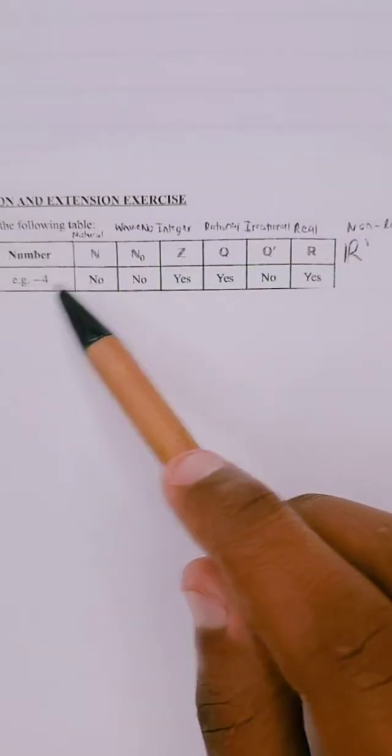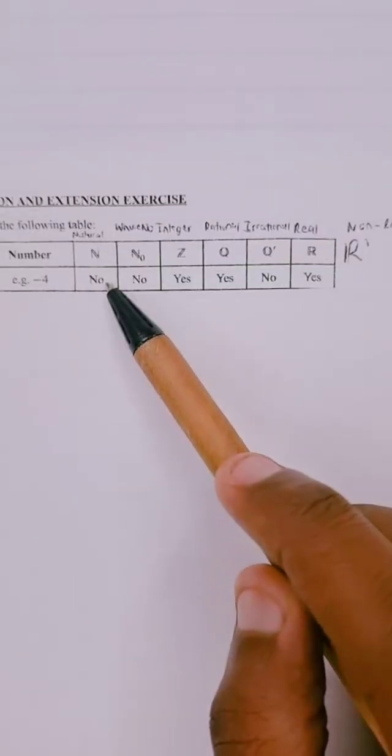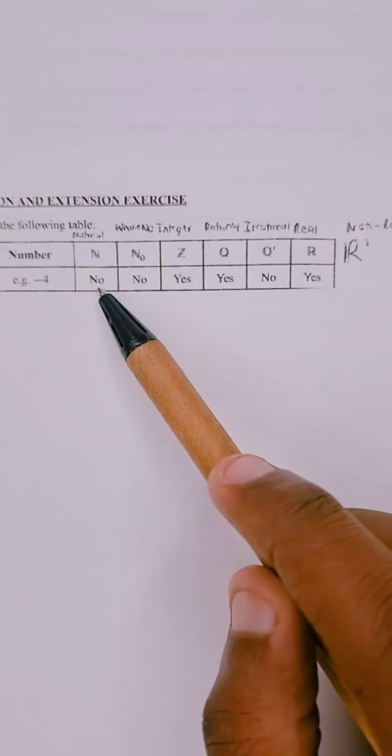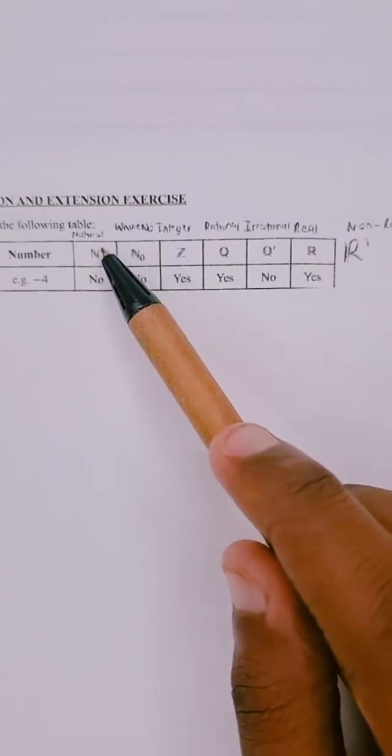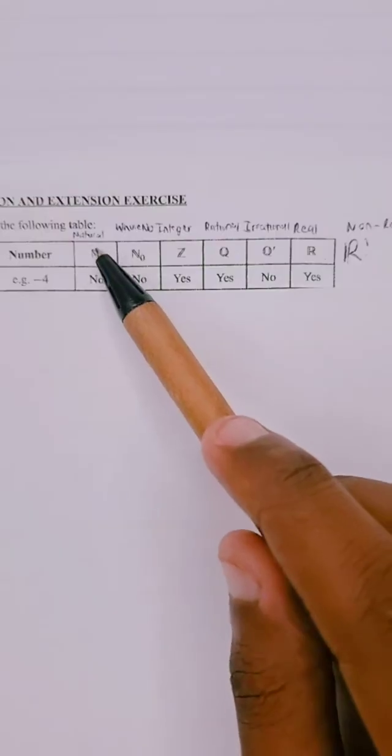So if we are going to characterize or identify -4, this is an example. Is -4 a natural number? No. Why? Because numbers that are natural are numbers that start at 1. They increase by 1 all the way to infinity.